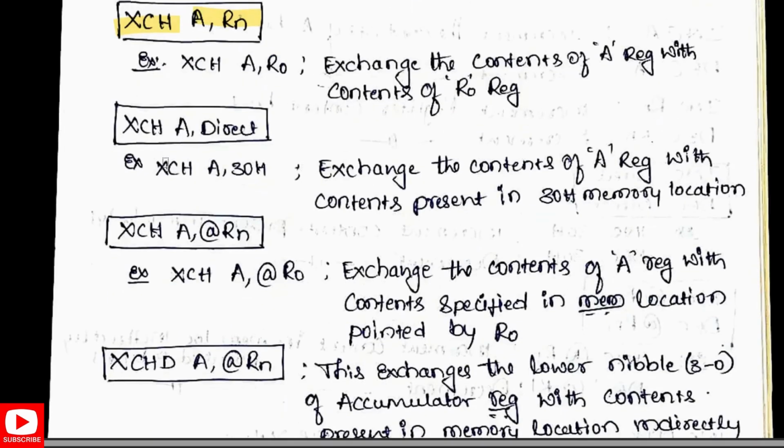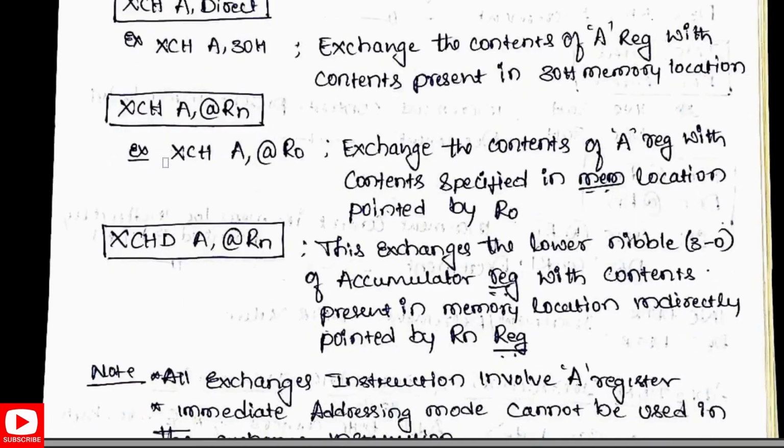Next is XCH A, @Rn. That is the indirect one. Here it exchanges the content of A with the contents of the memory location pointed by R0. Next, XCHD A, @Rn. Here there is a special one, D, that is lower nibble. This exchanges the lower nibble, that is bits 3 to 0 of the accumulator register, with the contents present in the memory location indirectly pointed by the Rn register.